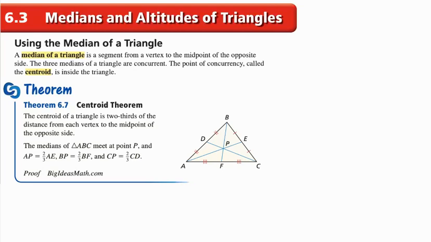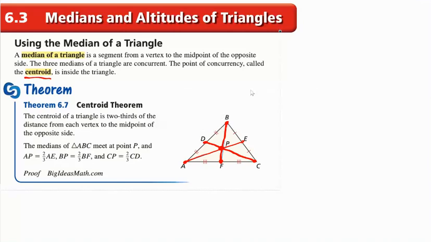So this is section 6.3, medians and altitudes of triangles. We will start by defining what a median is. A median is a segment that goes from the vertex of a triangle to the midpoint of the side opposite of a triangle. And if you draw all three of the medians in a triangle, they will meet at a point of concurrency, and we call that point of concurrency a centroid when it is the result of medians in a triangle.